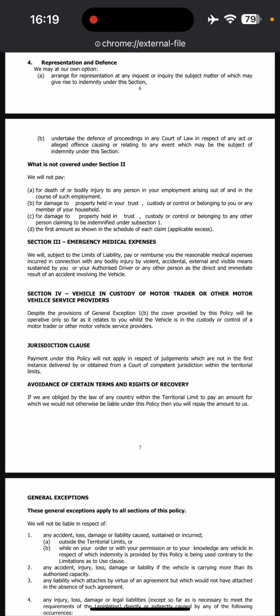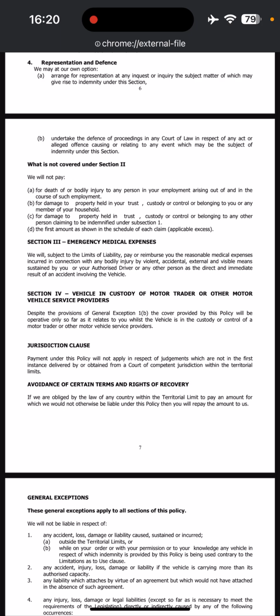So this one applies to third party persons only. If you get injured, you sort yourself. You're supposed to have a personal accident insurance policy for yourself. So this one, emergency medical expenses, applies in case you hit or injure third parties.